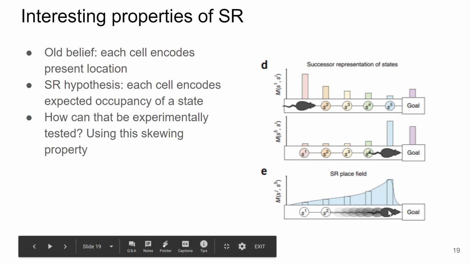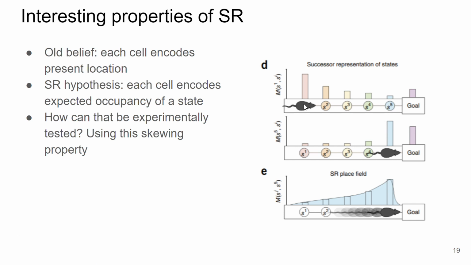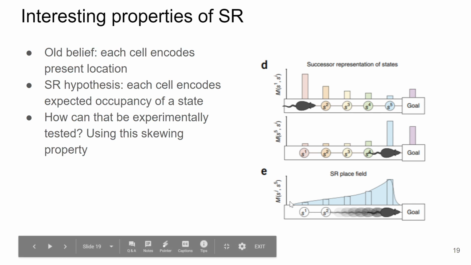So if we look at just S phi, when your agent is in S1, you would have a low firing rate. When your agent is at S2, you'll have slightly higher firing rate. So this is basically the plot. And when you're at S5, you'll have the maximum firing rate. And when you go to S6, it will suddenly drop.